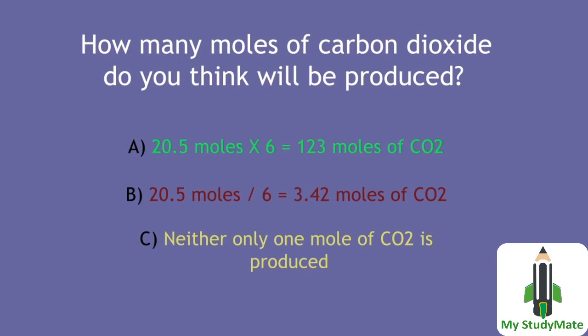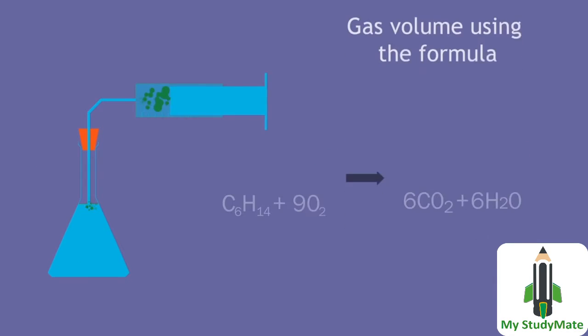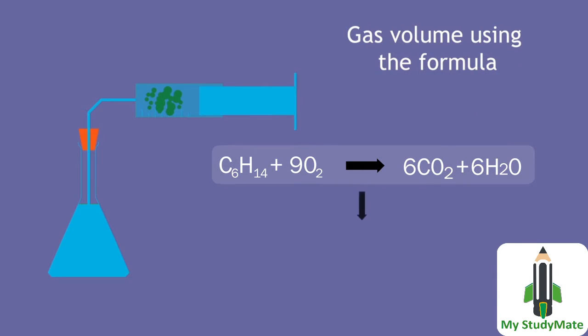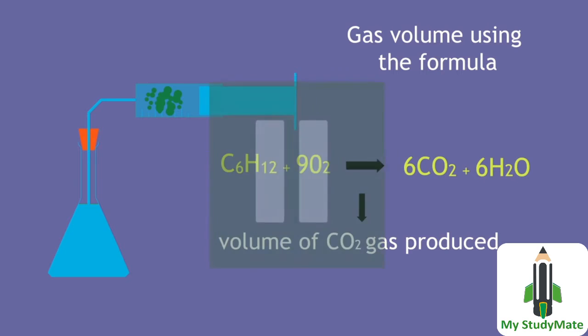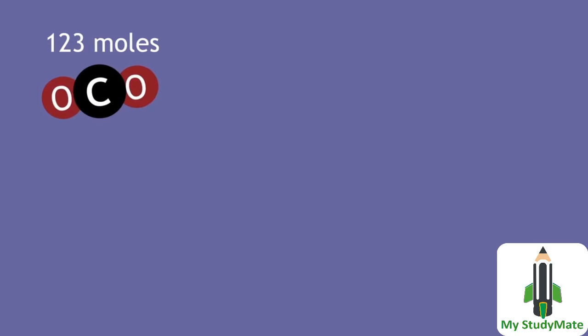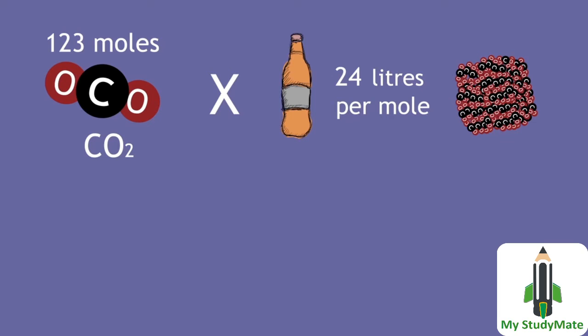The correct answer is A, because 20.5 moles times 6 is equal to 123 moles. Knowing this, you can calculate the gas volume using the formula to work out the volume of carbon dioxide produced. Pause, use the formula and then continue to do this. The answer is that 123 moles of carbon dioxide times 24 liters per mole is equal to 2952 liters of carbon dioxide. Did you get it right?